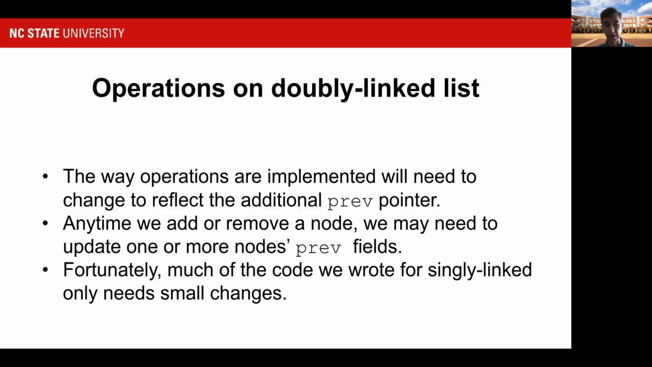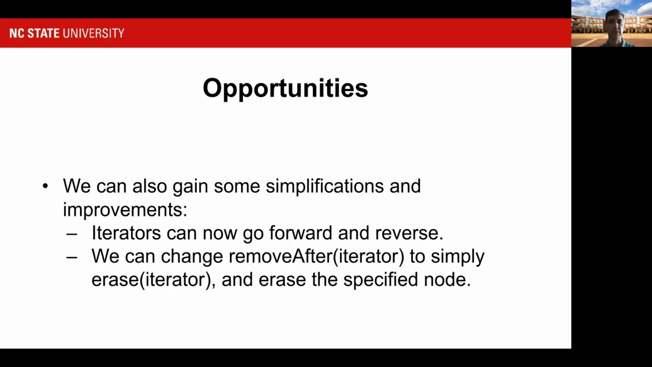Fortunately, a great amount of the code we wrote for singly linked lists is going to work or only needs very small changes to work for the doubly linked list. And there are also some opportunities we can take advantage of. The most significant one that's obvious is that when we traverse the list, we can go forward and reverse. And now we can have iterators that go forward and reverse.